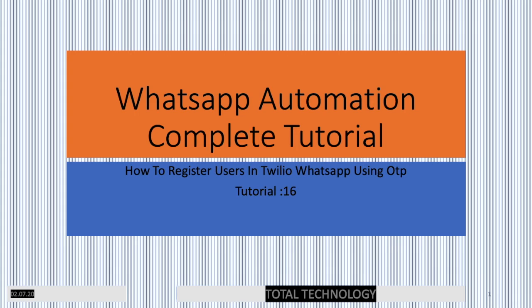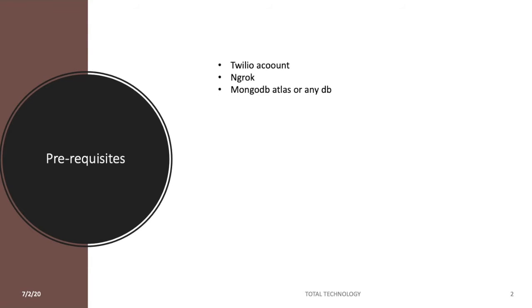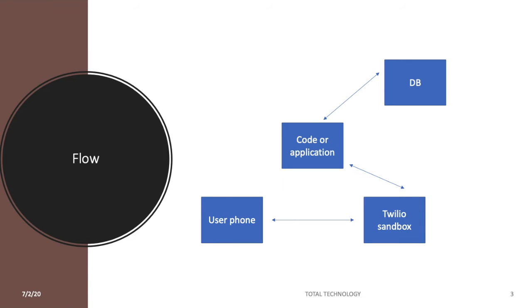We'll probably develop the same kind of bot, but before I do that, I'm segregating all the different pieces into separate tutorials, so that when we actually develop the bot, it will be easier for you to understand. So this is the high level: a Twilio account, ngrok and MongoDB or any DB, but in this tutorial we'll use MongoDB.